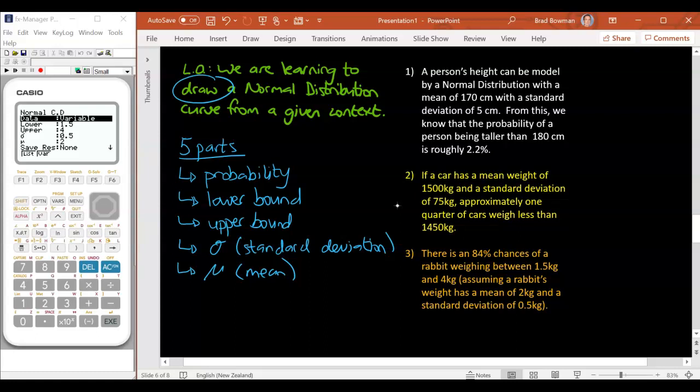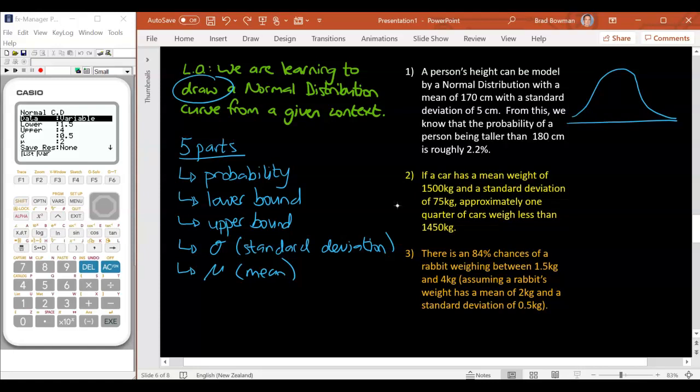To help us go through all of this, I've got 3 questions on the right hand side, and we're going to draw a normal distribution curve for each of these. As you start every question, you draw yourself a curve. It doesn't have to be perfect. You can see mine's a bit wonky. Maybe the right hand side's a bit longer than the left hand side. As long as you can see that bell shape, you'll be all good.